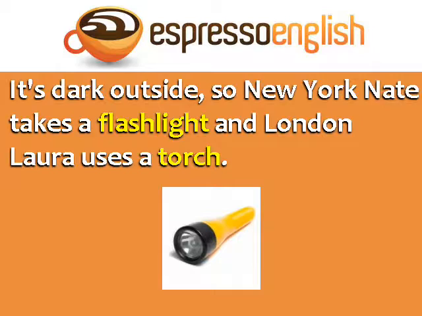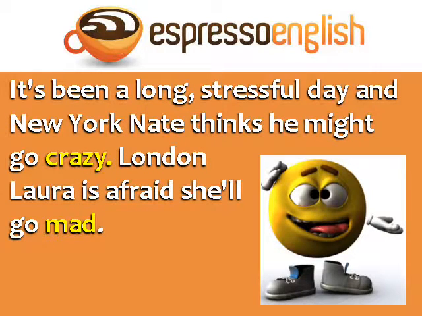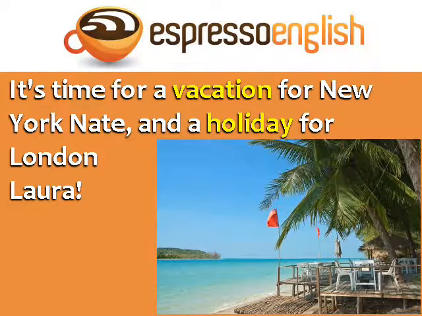It's dark outside, so New York Nate takes a flashlight, and London Laura uses a torch. It's been a long, stressful day, and New York Nate thinks he might go crazy. London Laura is afraid she'll go mad. It's time for a vacation for New York Nate, and a holiday for London Laura.